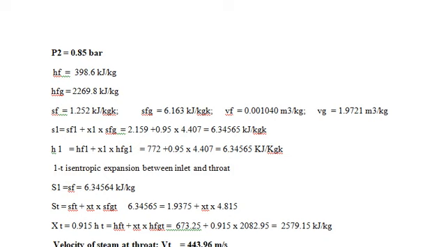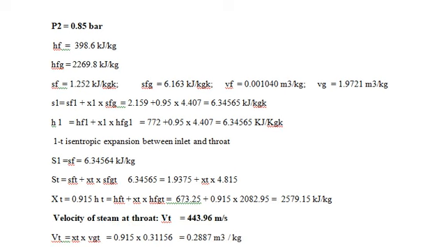S1 equal to SF equal to 6.34565 kJ per kg. Then find out the ST, the throat section. ST equal to SFT plus XT into SFGT. You will put the values, and from these values you will find the XT, 0.915.